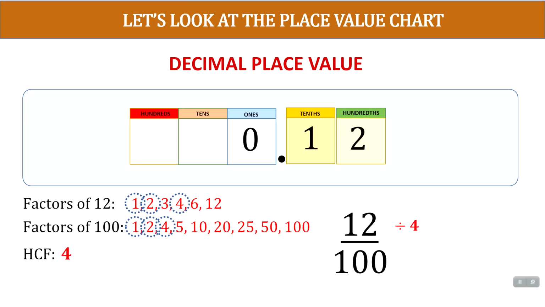So when we divide 12 by 4, we get 3. 100 divided by 4 is 25. And now we have our answer in lowest terms, 3 over 25. 0.12 as a decimal is 3 over 25 as a fraction in lowest terms.